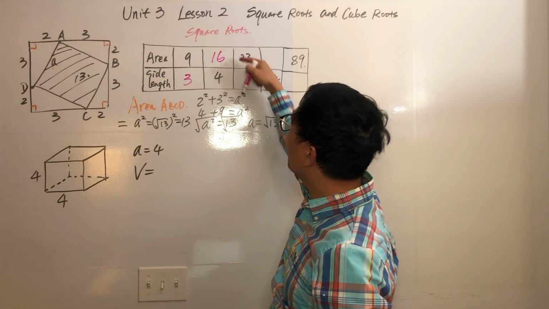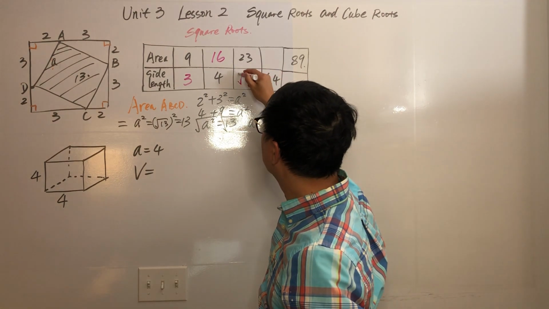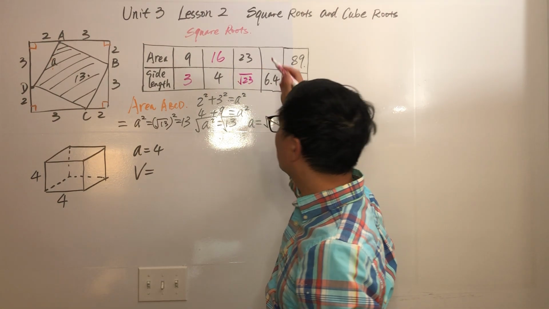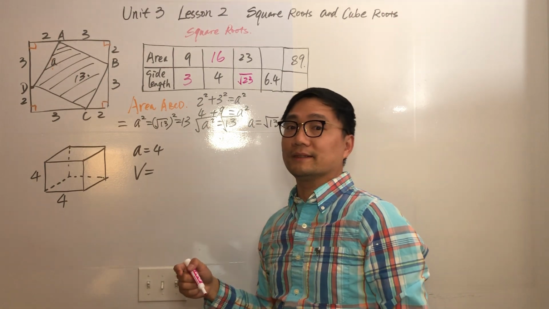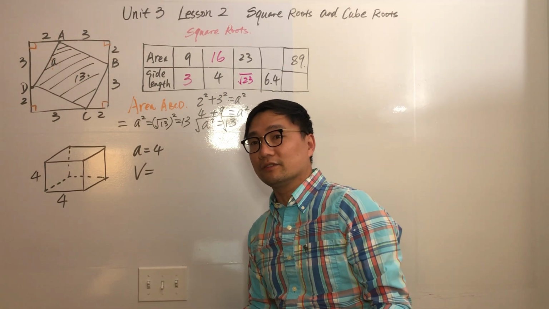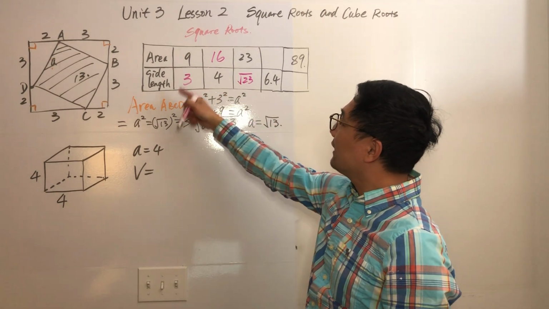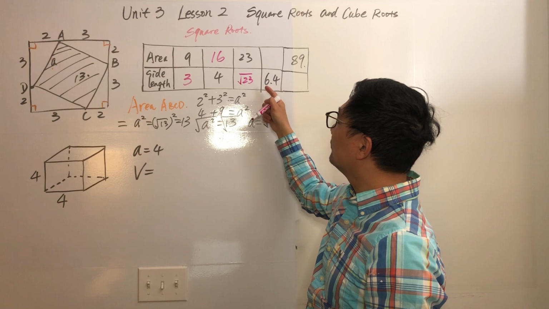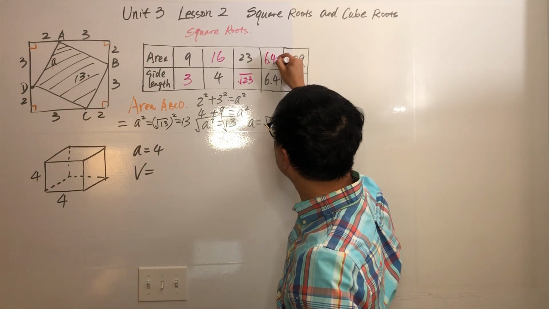You just need to square root the area to get the side length. That means it's radical 23. Usually you leave it as radical 23, or you can use the calculator to find out the number here. So if I said the side length is 6.4, what is the area? The area should be 6.4 squared.